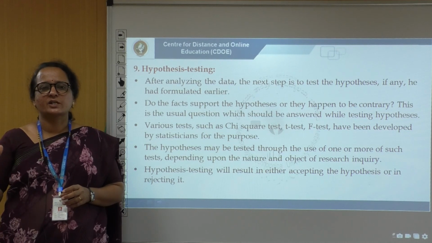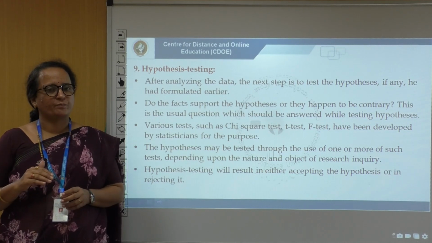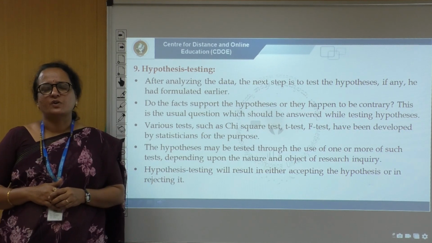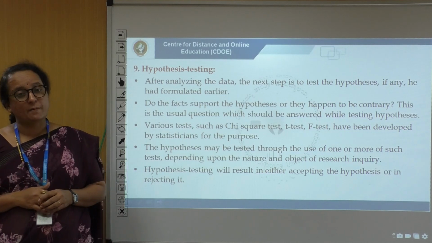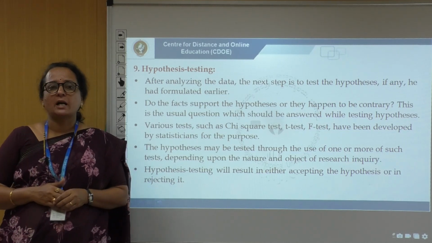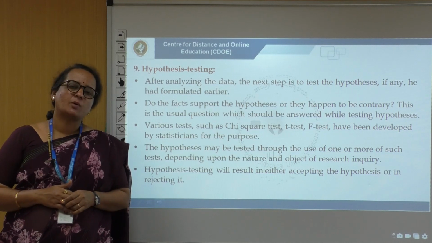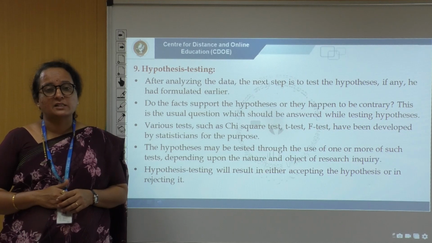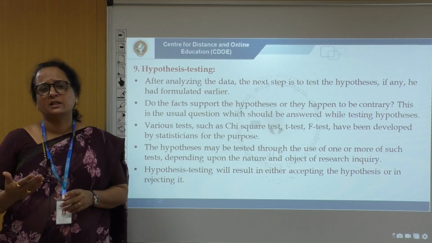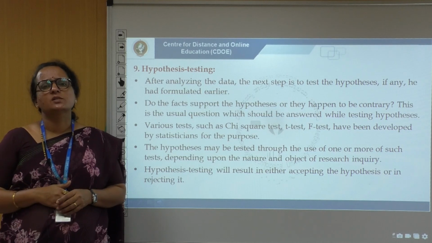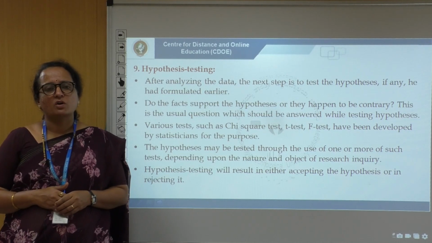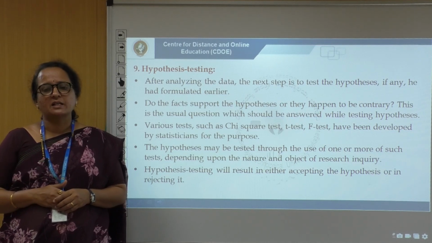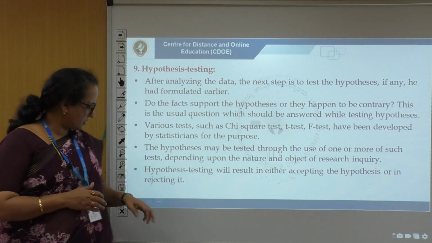If it is wrong, then it is rejected. If it is right, it is accepted. That is what is called hypothesis testing, and various tests are used for it, parametric and non-parametric tests. Again, it depends upon the nature of the study, the degree of accuracy expected, and the size of the sample. On the basis of that, different tools are available for testing the hypothesis. So hypothesis testing will result in either accepting or rejecting the hypothesis.